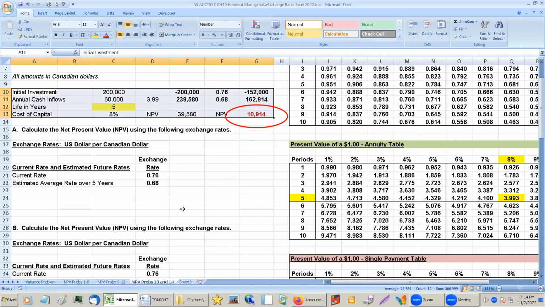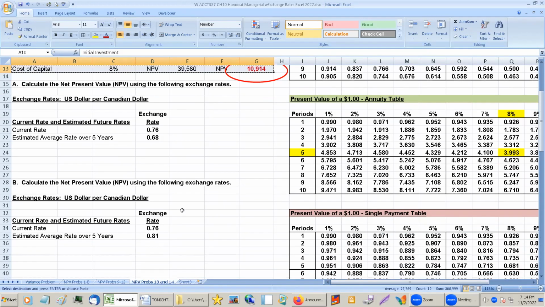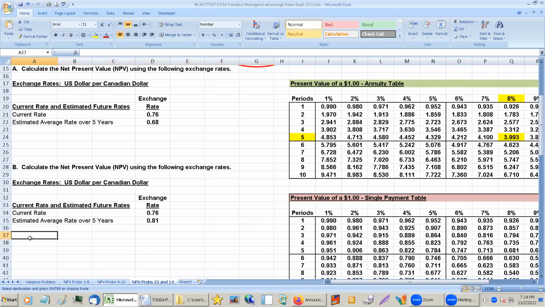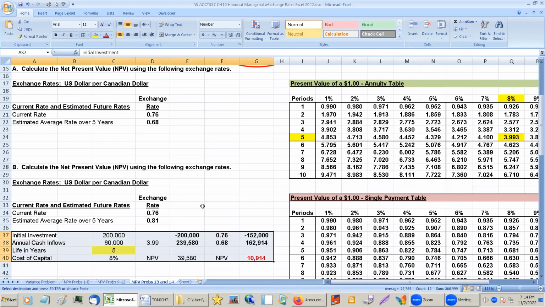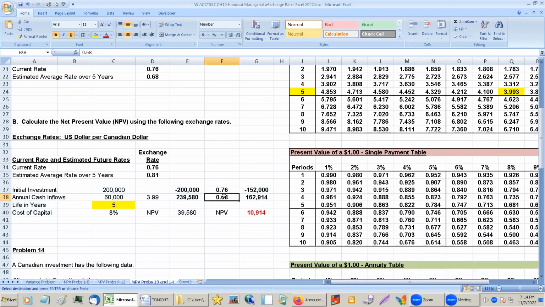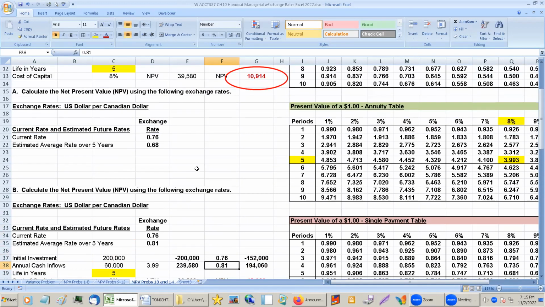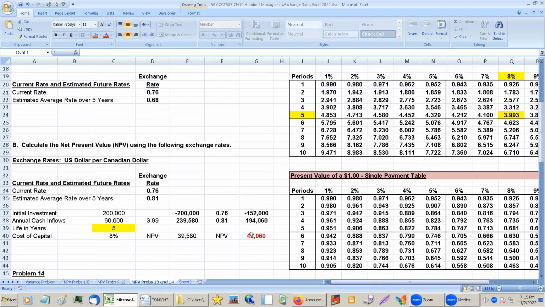I'm going to copy all this down here for B. I think it'll be exactly the same, except for B. It says, what if this was 0.81? What would it look like? Notice that it would jump up considerably.